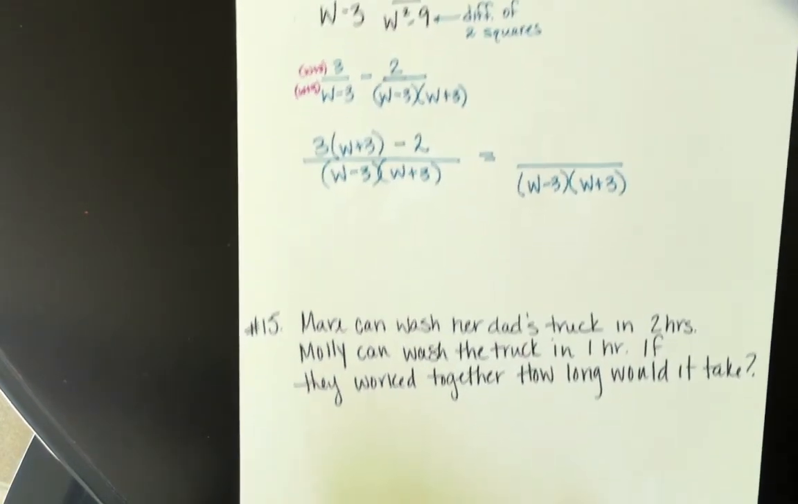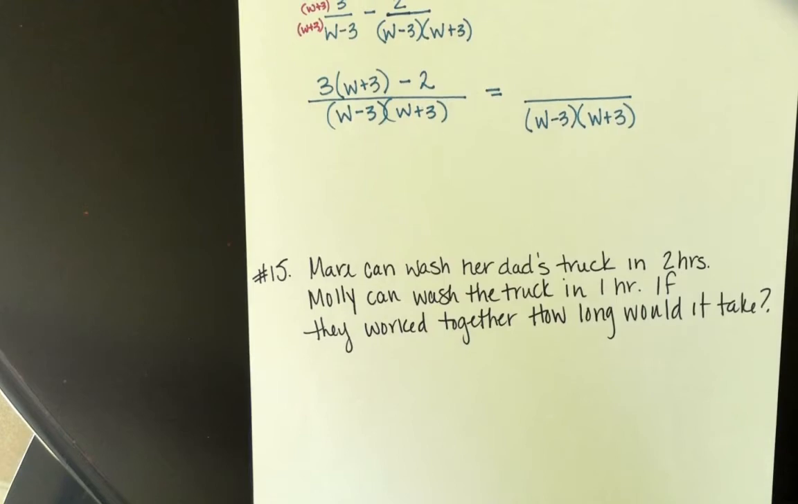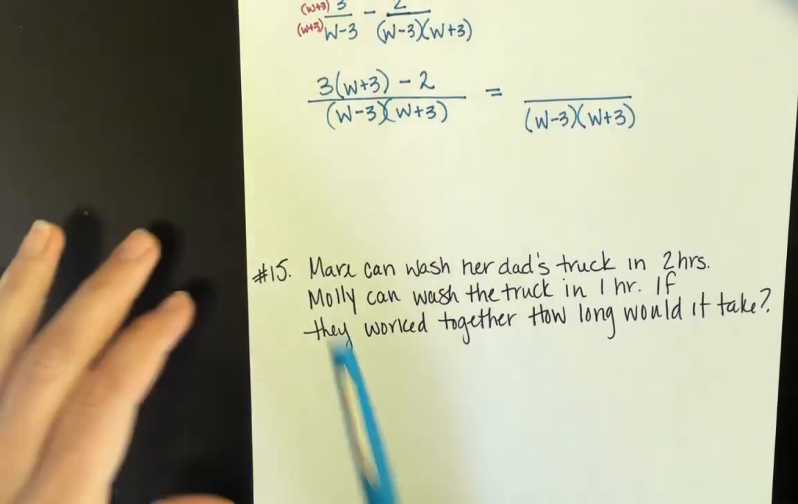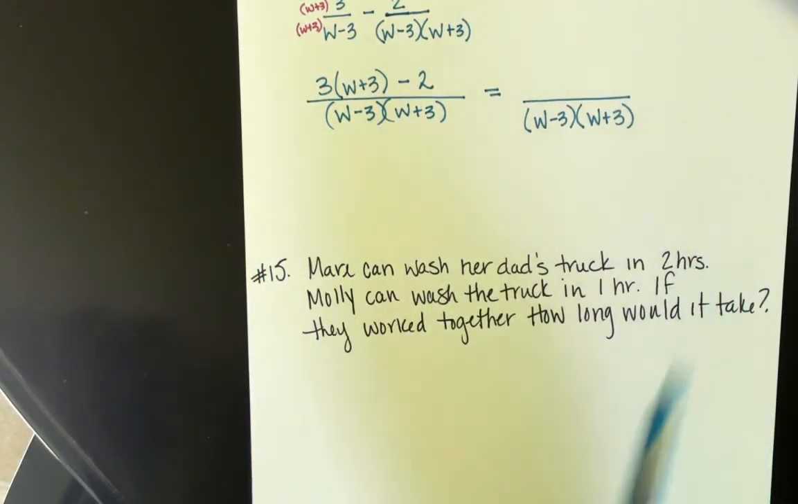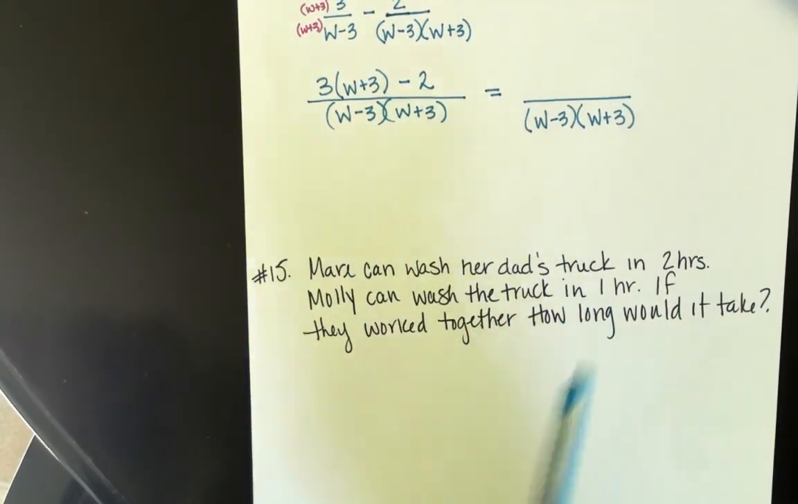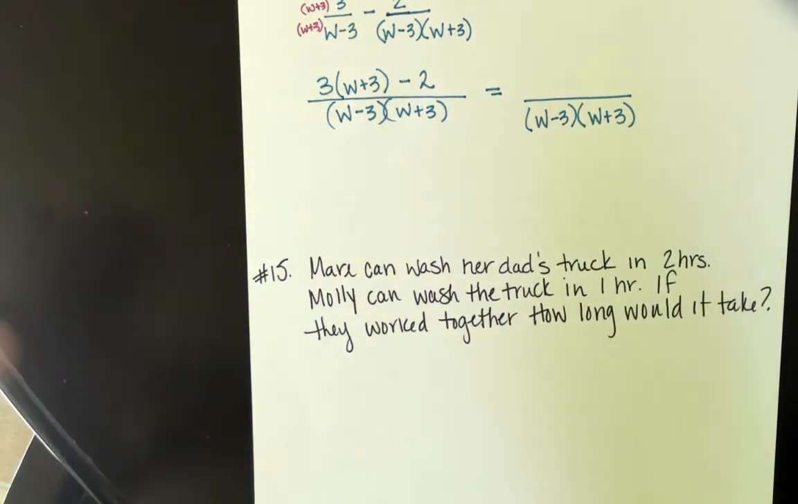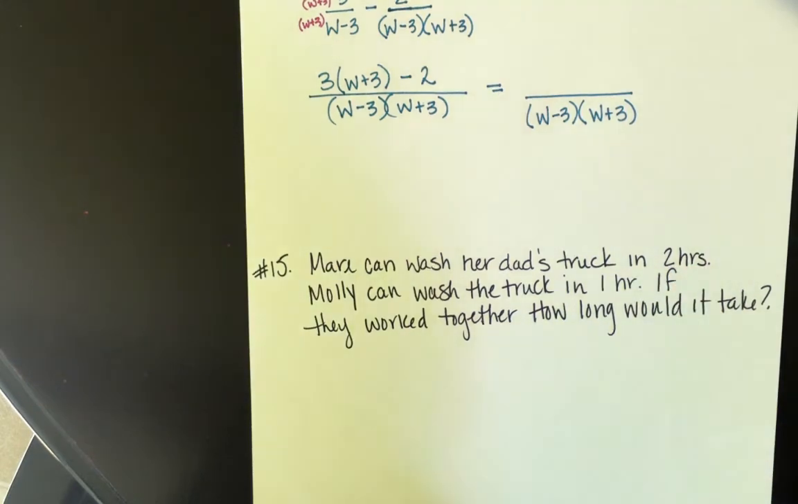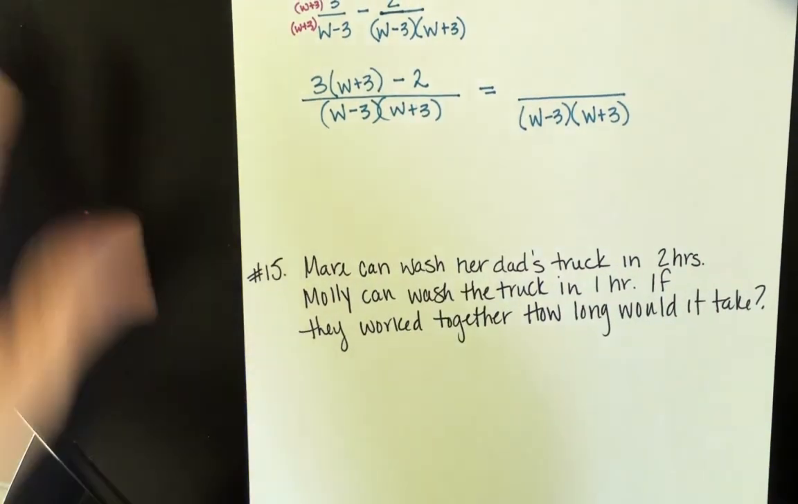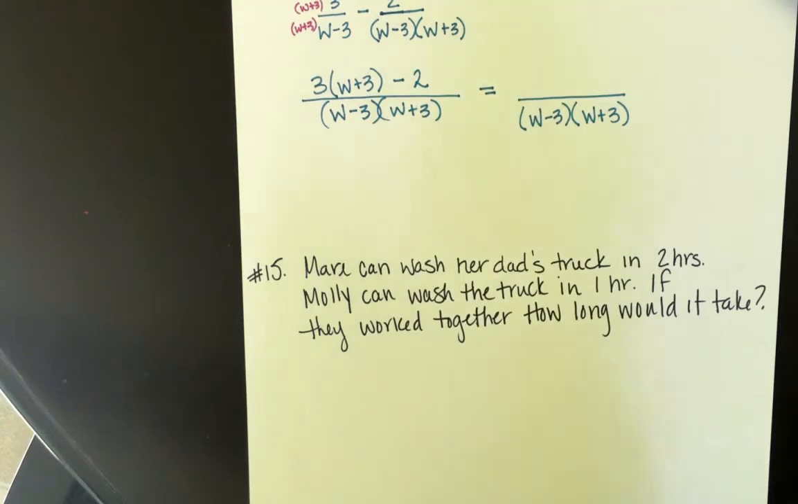So with the bottom question, now I made this up, so goodness knows what the final answer might be. But it does say that Mary can wash her dad's truck in 2 hours. Molly can wash the truck in 1 hour. If they work together, how long would it take them? So again, this problem is just a build of fractions. So we know that one job is going to take 2 hours, one job is going to take 1 hour, and then we want to know what it's going to be if they worked together.